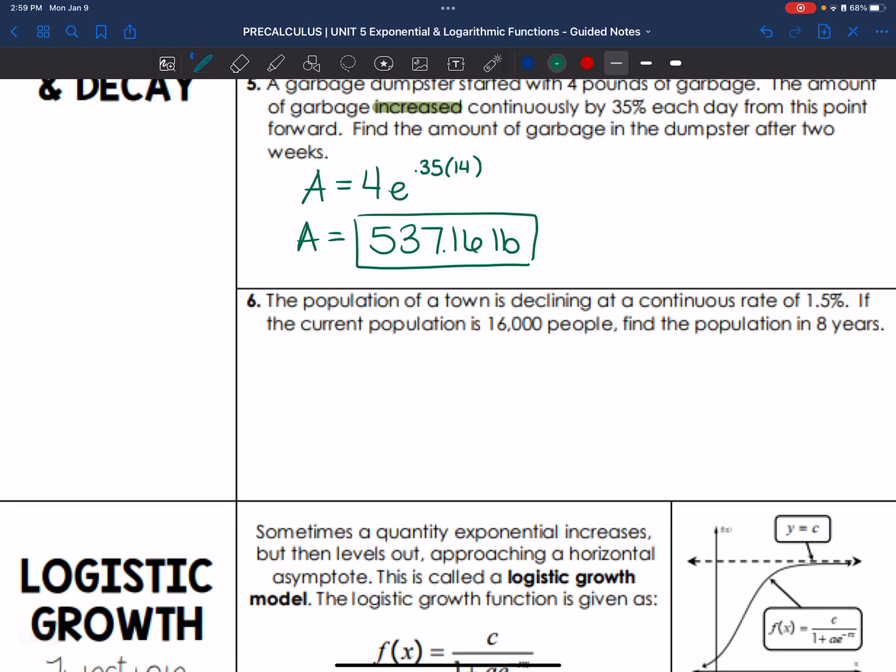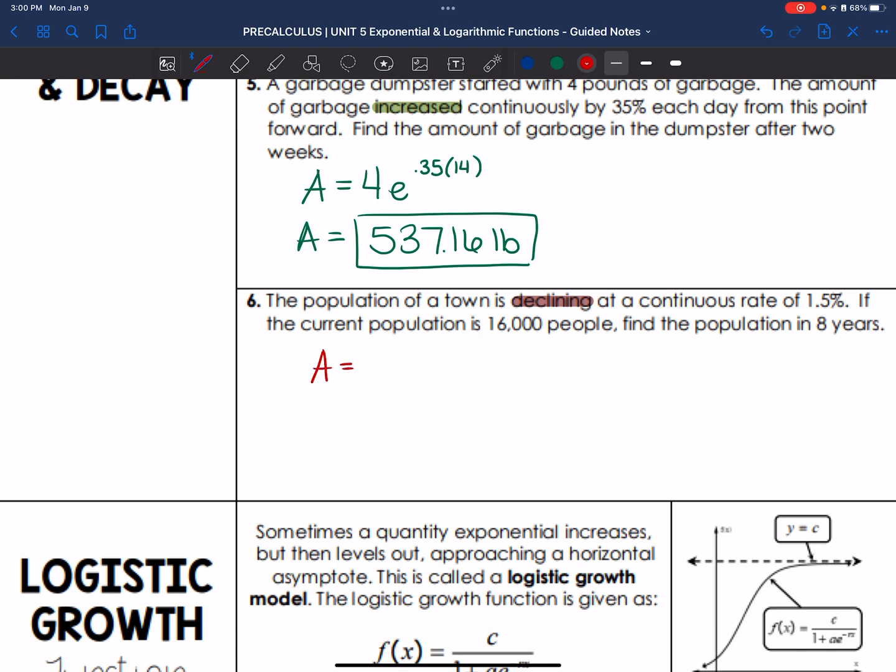And problem 6, the population of a town is declining at a continuous rate of 1.5%. All right, we saw that word declining. That's going to be an indicator of a decay model. If the current population is 16,000 people, find the population in 8 years.